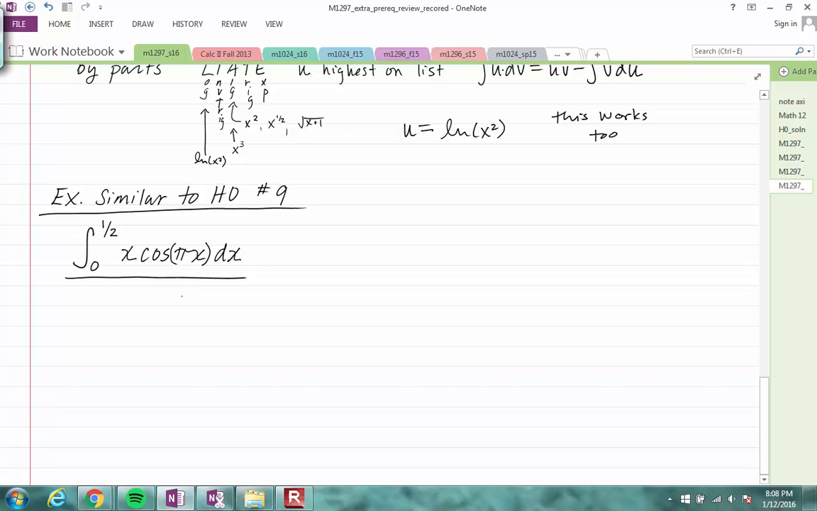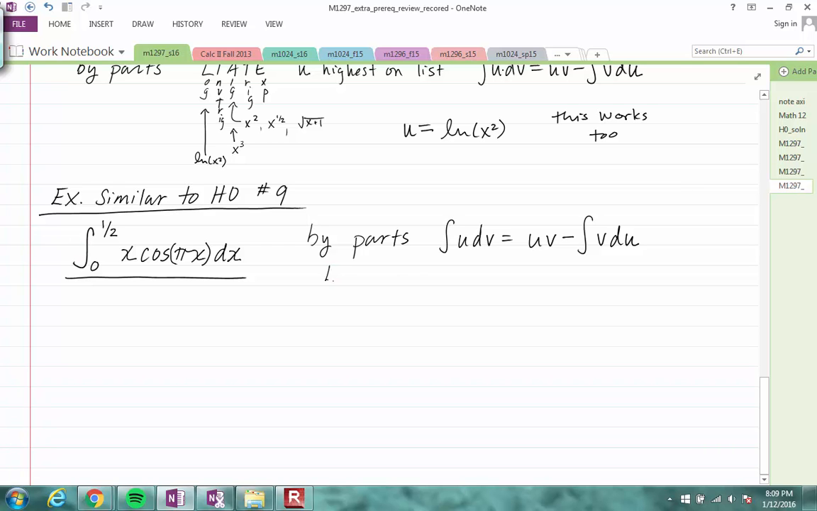So it looks like by parts because we have two functions that are different types. x and cosine of pi x are different types of functions, and you can't do some simplifying or other things to get them together, and usually by parts is a technique that works well for those types of integrals. So we need to remember a formula for by parts, and the most common one is the integral of u dv is equal to uv minus integral v du.